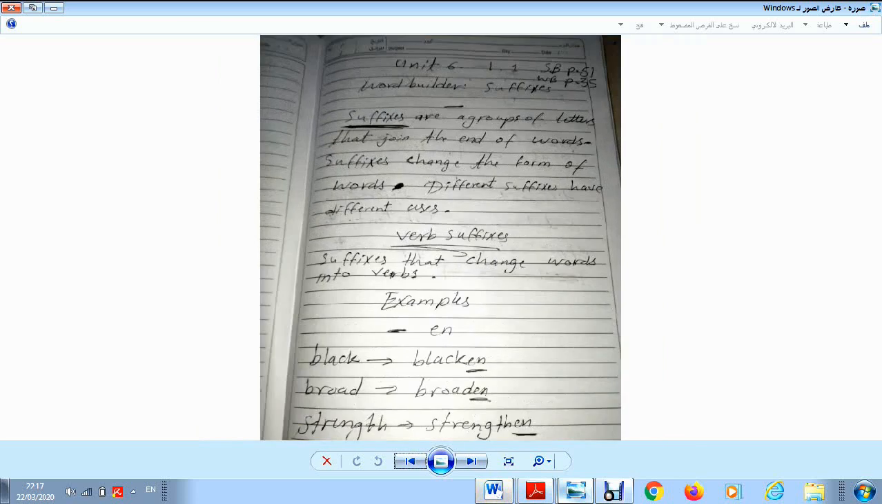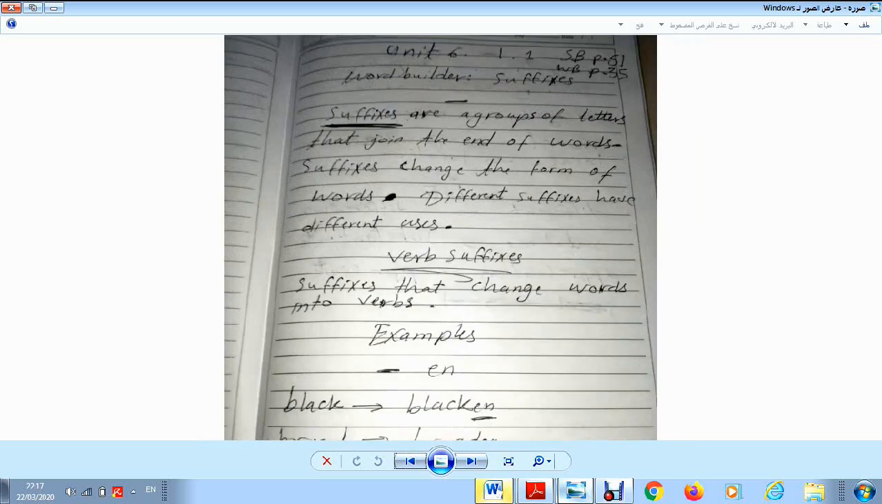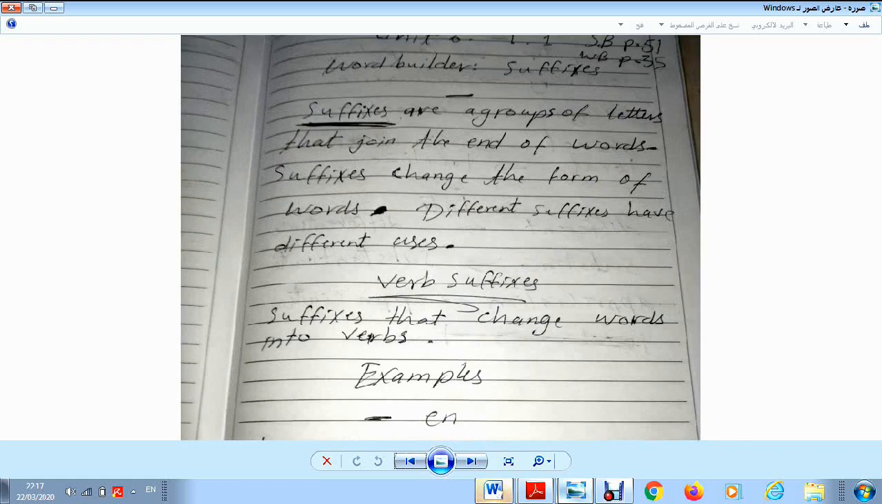suffixes are groups of letters that join the end of words. Suffixes change the form of words. So first of all, a suffix is an ending. It's a group of letters that joins the end of a word. Suffixes change the form of words in the sense that different suffixes have different uses.